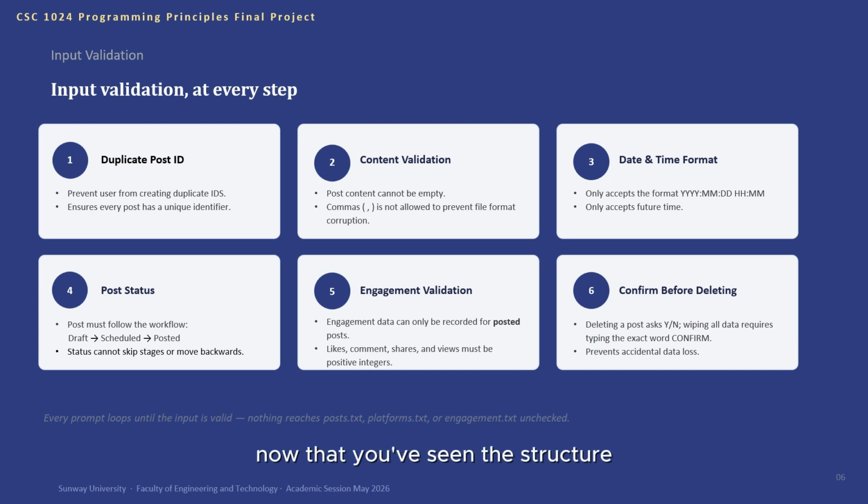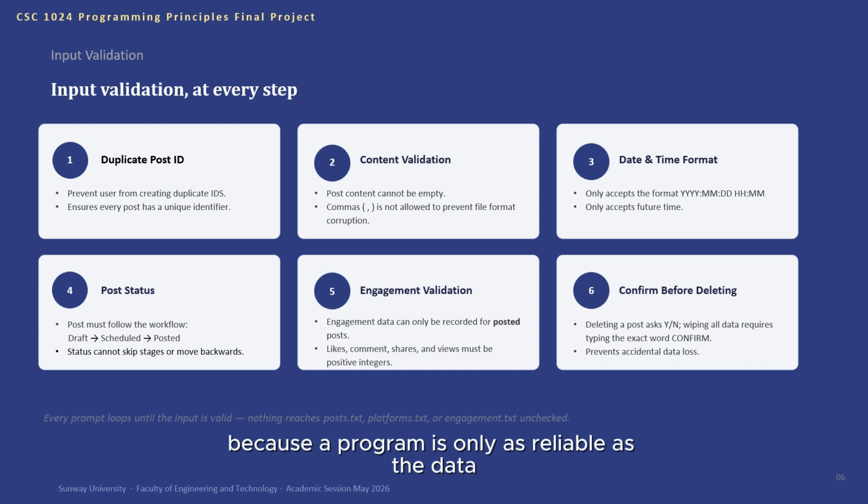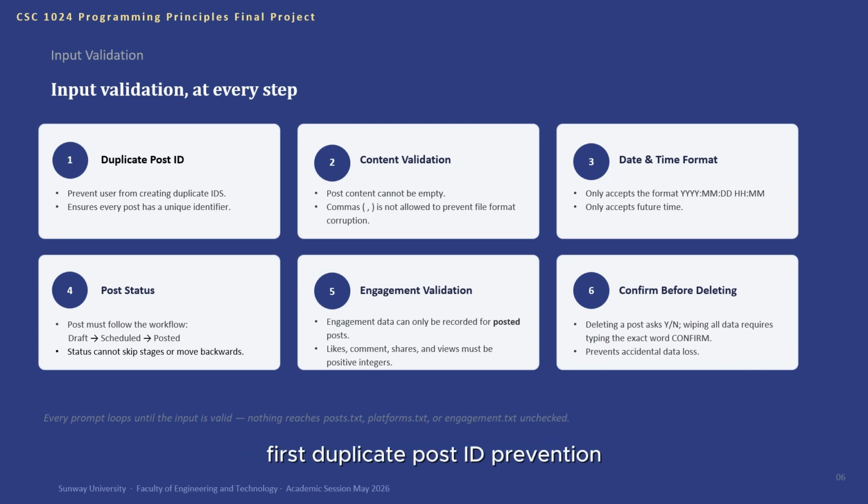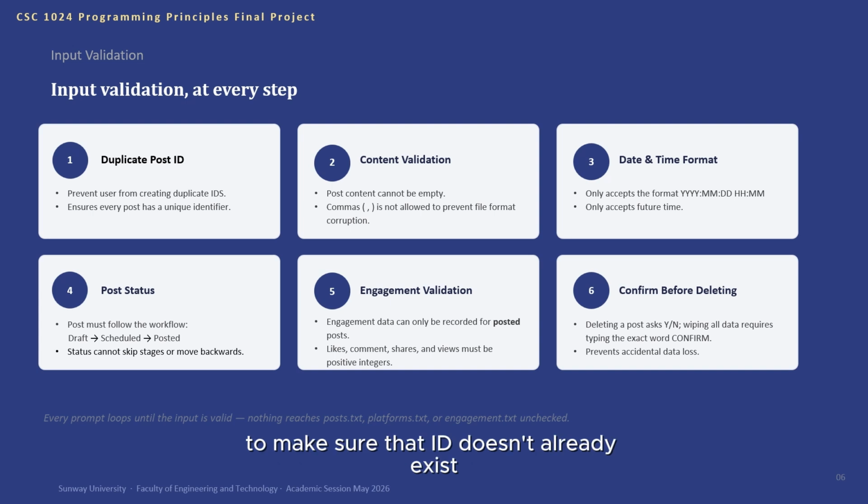Now that you've seen the structure, let's talk about how we protect it. Because a program is only as reliable as the data going into it, we build validation into every single input point, and this slide summarizes the 6 main checks. First, duplicate post ID prevention. Before any new post is created, the program checks the post.txt file to make sure that ID doesn't already exist, so every post always has a unique identifier.